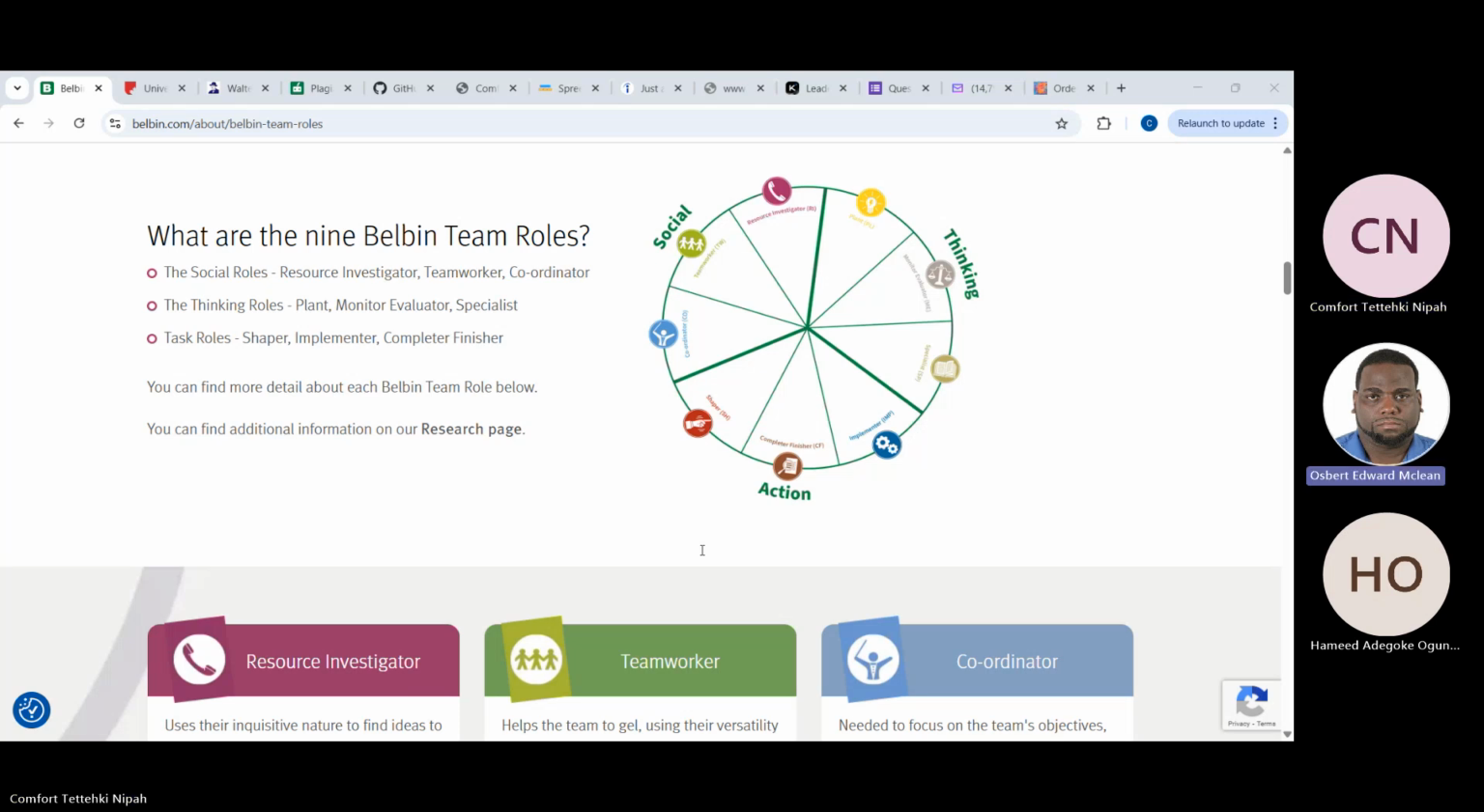So in a nutshell, that is pretty much what we had discussed as a team, and each of us saw our various leadership traits in this discussion. Comfort being the implementer, Amid being a team worker, and I'm the one who is more on the stern side, from the shaper role, as explained. So this is our discussion, Professor, and I hope you find it very constructive.